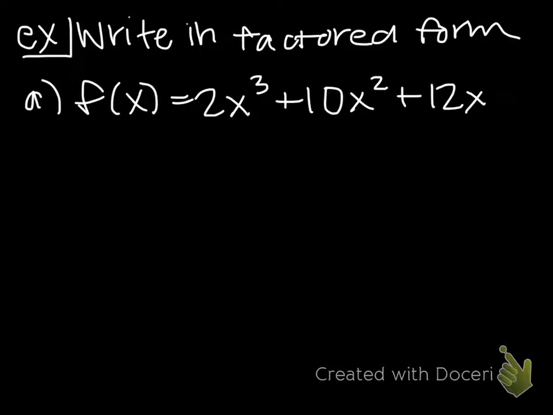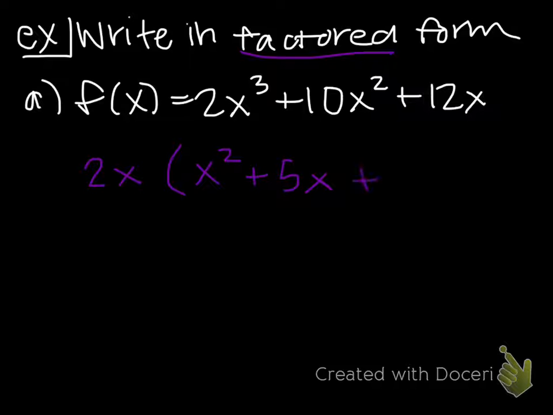So now we're going to go the other direction. Now the directions say write it in factored form. So right now we're in standard form. We want to convert this to factored form. So the first thing I look at it and I have three terms, I notice that I have a GCF of 2x. So we're going to pull the 2x out. And when I do that, I am left with x squared plus 5x plus 6.